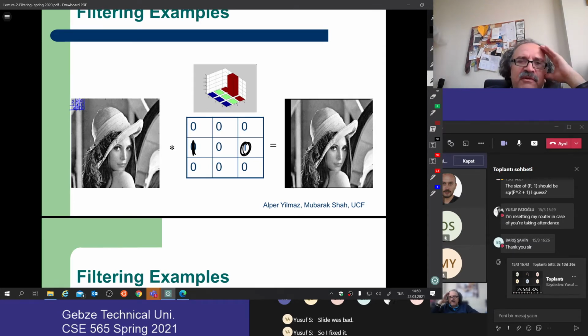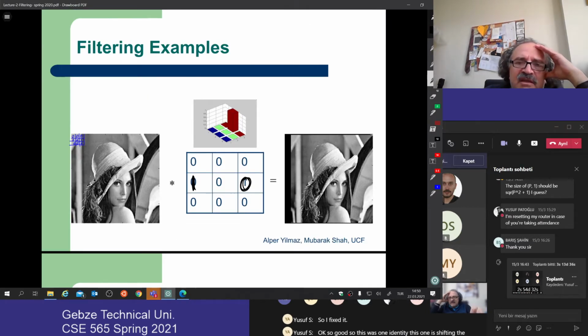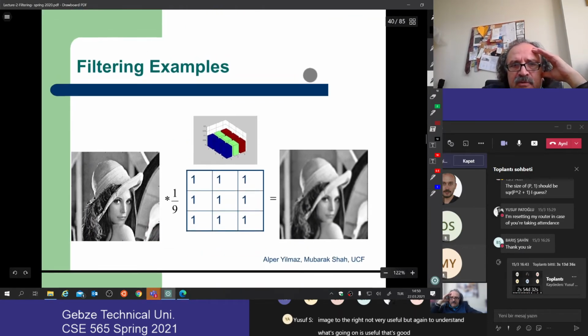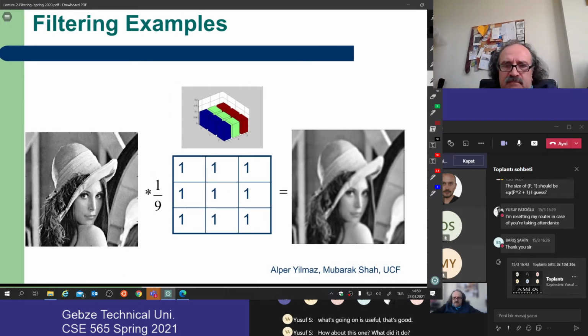Okay. So good. So this was one identity. This one is shifting the image. Not very useful, but again, to understand what's going on, it's useful. That's good. How about this one? What did it do? Average.